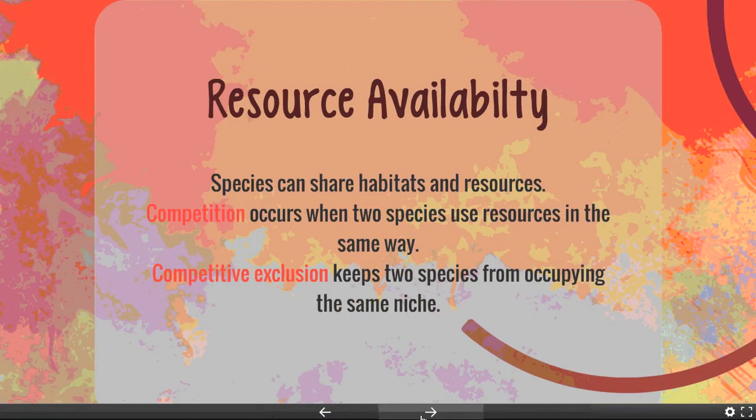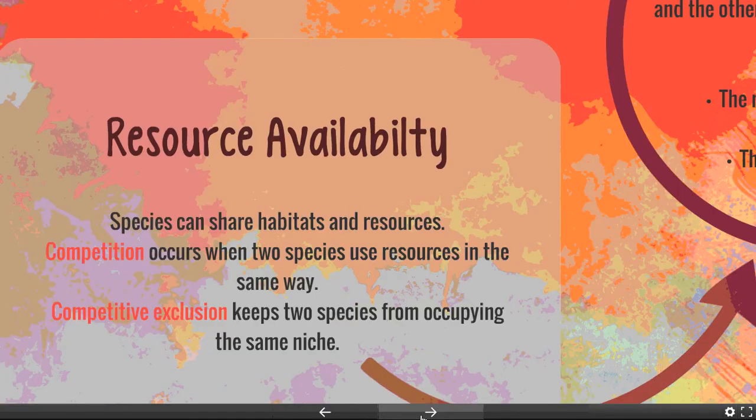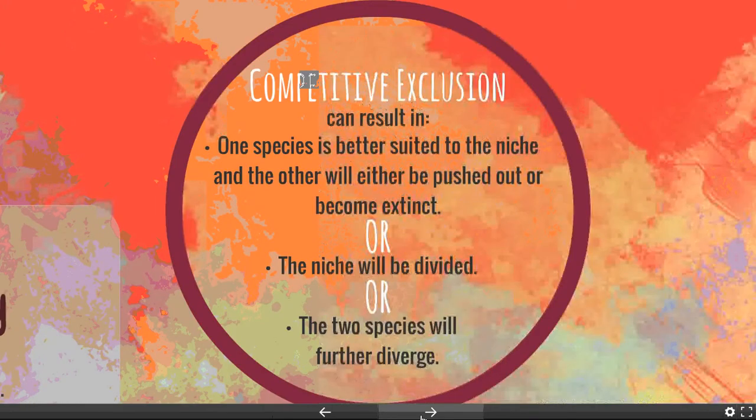Resource availability. So when resources are available, there's different things or different competition that can occur. So competition specifically is when two species are competing for the same resource, okay? And then there's the competitive exclusion principle, and it essentially keeps two species from occupying the same niche, okay? So competitive exclusion is when no two species can occupy the same niche.